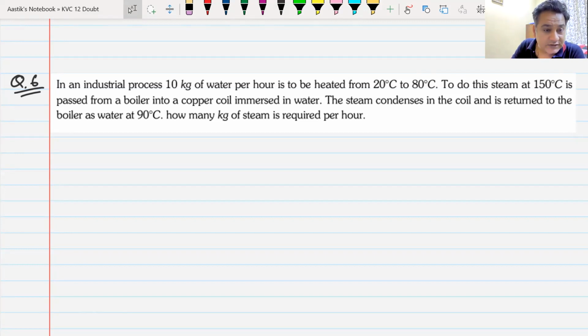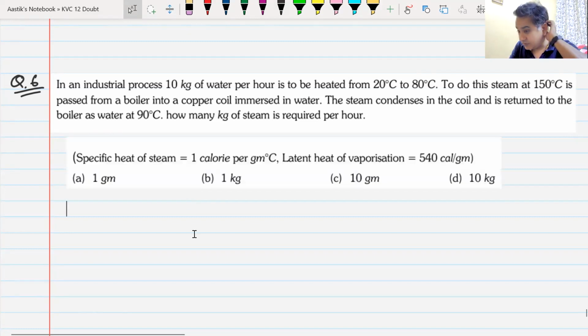Sorry. I did not see the entire question, and I did not give you this information. So please forgive me for this. Specific heat of steam is given as 1 calorie per gram. That was not given. I did not see it. I just now saw it. And latent heat of vaporization is 540 calories per gram.